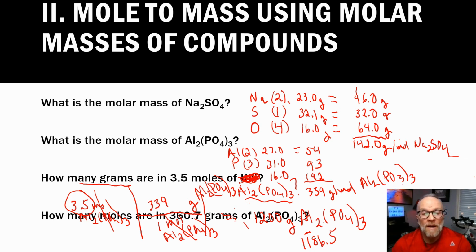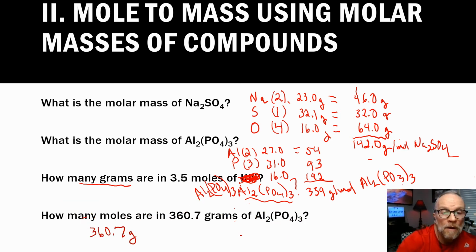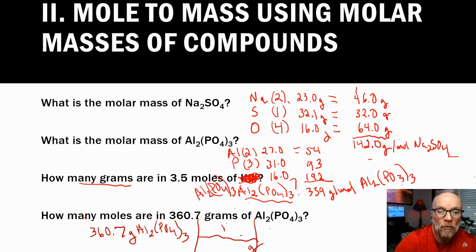And then we got another problem on the bottom. This is how many moles. So I'm going to erase this so that we can see our work. Hopefully you've got that written down. If not, just go back and pause the video and write it down. Of Al2(PO4)3, grams per 1 mole of that substance is 339, right?